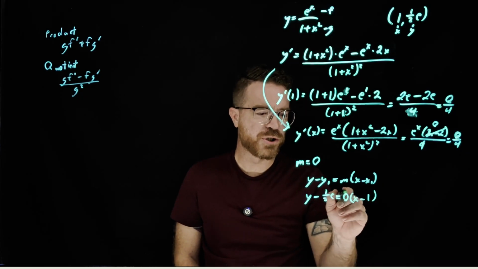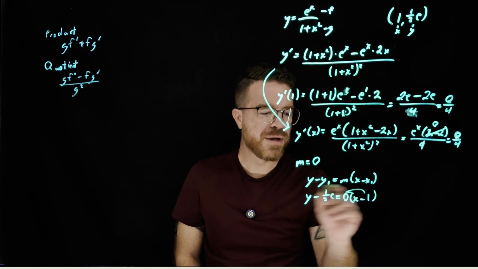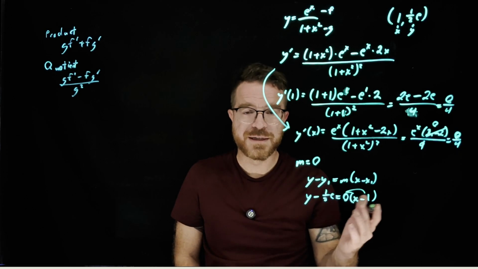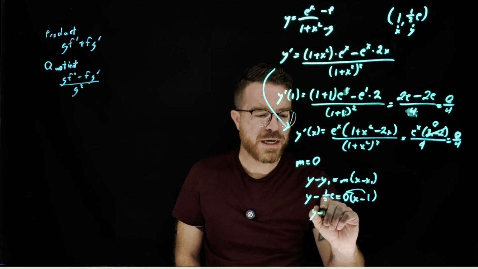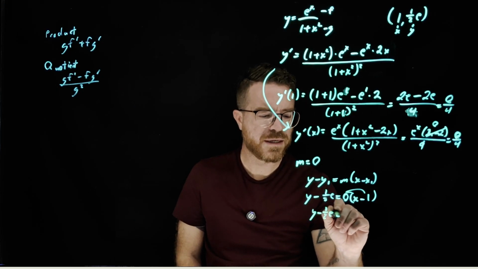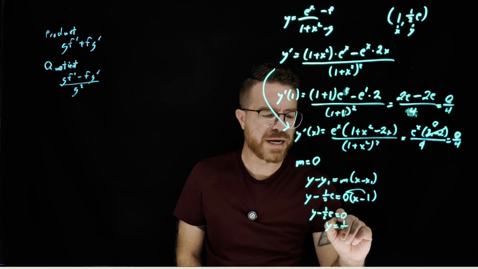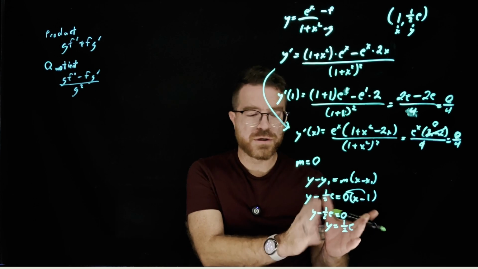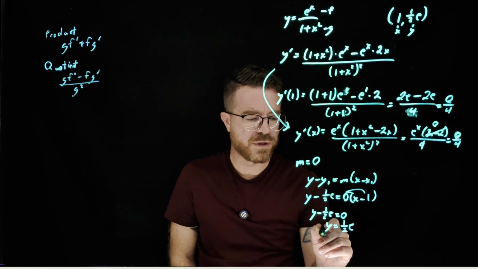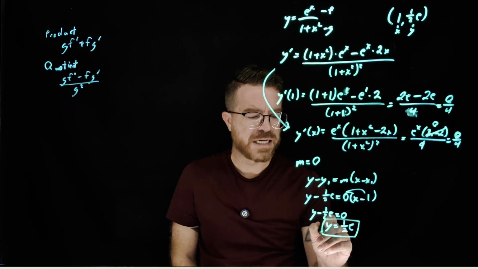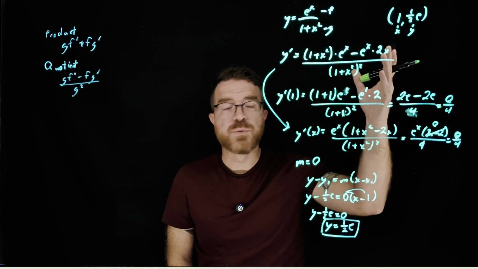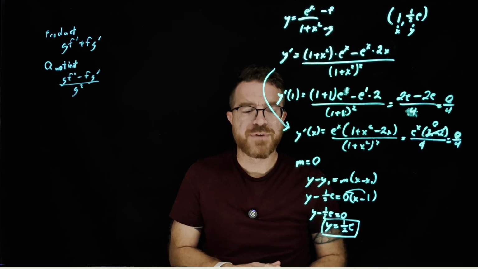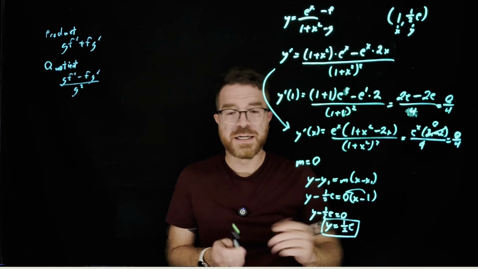So of course I'm going to distribute the 0. 0 times x is 0. 0 times negative 1 is 0. So we're going to have y minus 1/2 e equals 0, which is going to give us y equals 1/2 e. So this is the formula, the equation of our tangent line at x equals 1, y equals 1/2 e. It is just y equals 1/2 e.